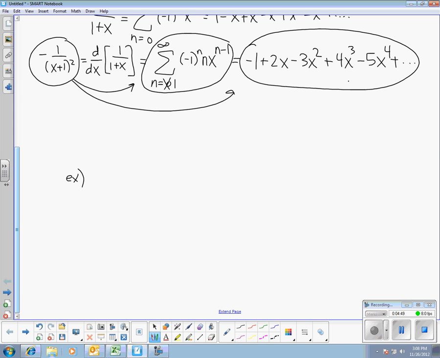They tell you to find a series for x over x squared minus 1. And their hint is that this is equal to 1 over 2 times the quantity 1 plus x, minus 1 over the quantity 2 times 1 minus x. And that would have been found through partial fraction decomposition.